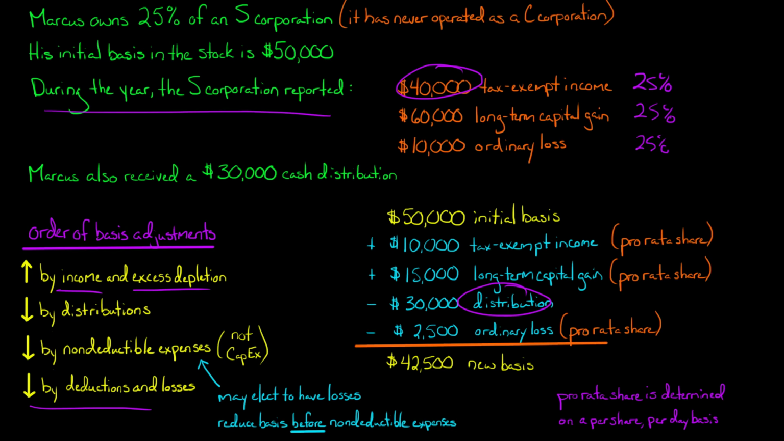Basically, we start with the basis, then we do the pro rata share of any income items, then we deal with the distributions if there were any, then any non-deductible expenses, which we didn't have here, and then last we do the pro rata share of any deductions or losses. We end up with the new basis for the shareholder, $42,500.